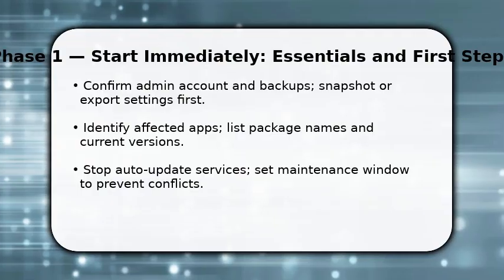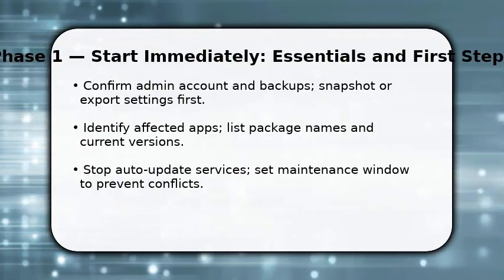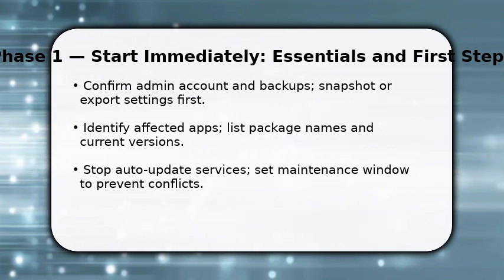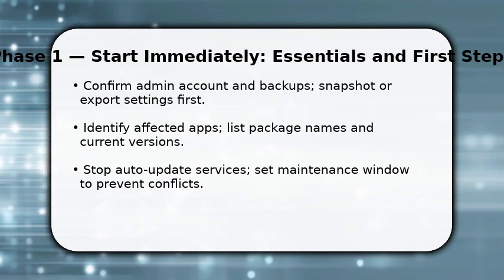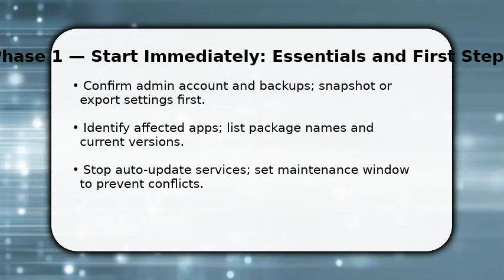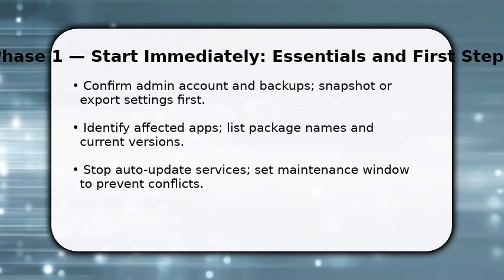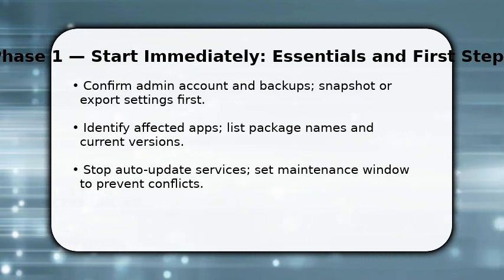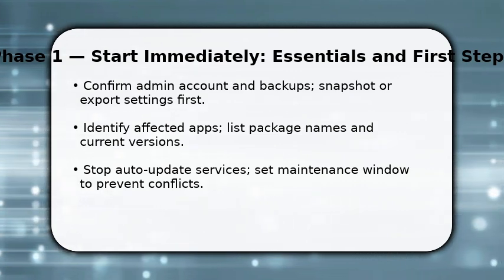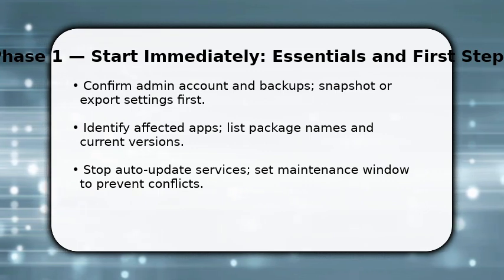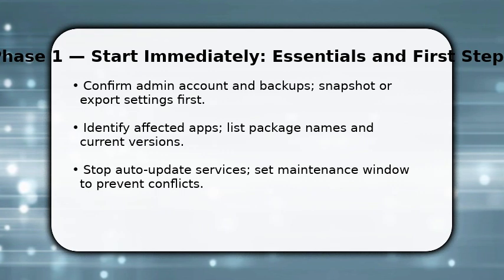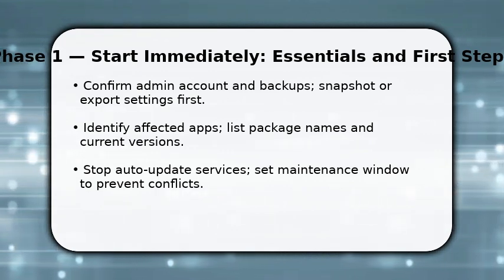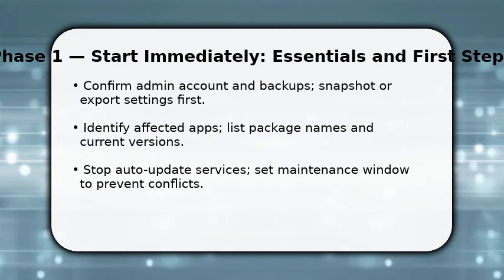Enjoy the video. You begin by locking the scene down, log in as an admin, create a snapshot, and export app settings so you can roll back if needed. Once done, enumerate the exact package names and their versions. This prevents mismatched dependencies. Next, stop auto-update services and set a short maintenance window. This avoids simultaneous installers colliding. By starting with these precise steps, you reduce race conditions and preserve a clean baseline for the coordinated multi-app update.